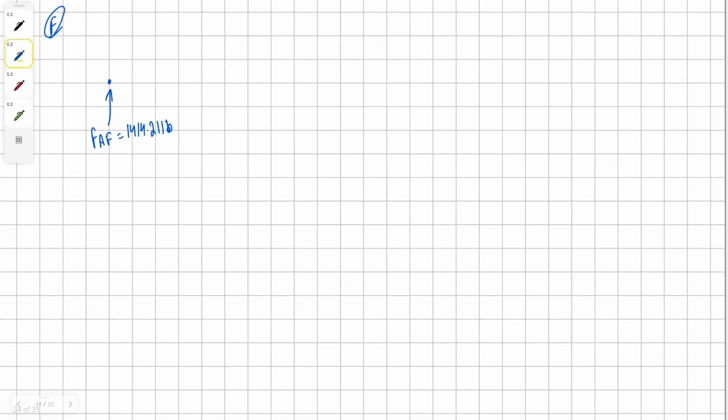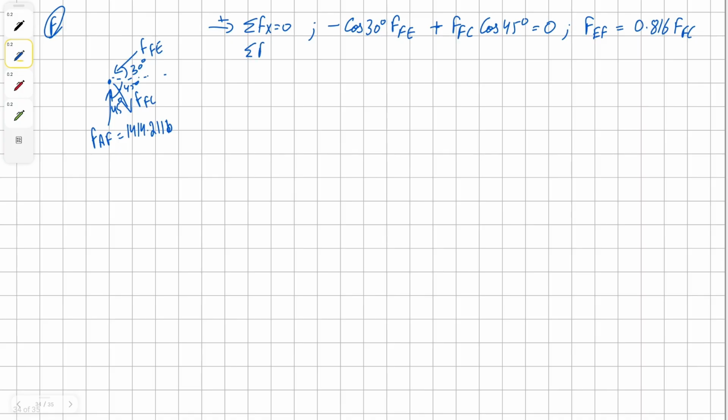At joint F, we have our known force AF, then the unknown force FC, and finally the unknown FE. Like before, we're going to have a simultaneous solution for F. So let's start with the x direction. We're going to have the horizontal component of FE, and then the horizontal component of FC. Now we're going to do the same for the y-axis.